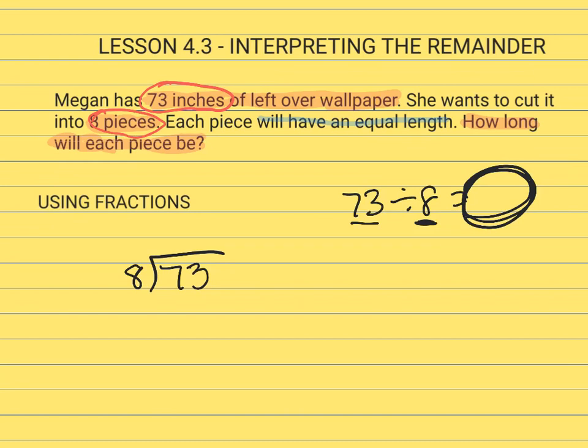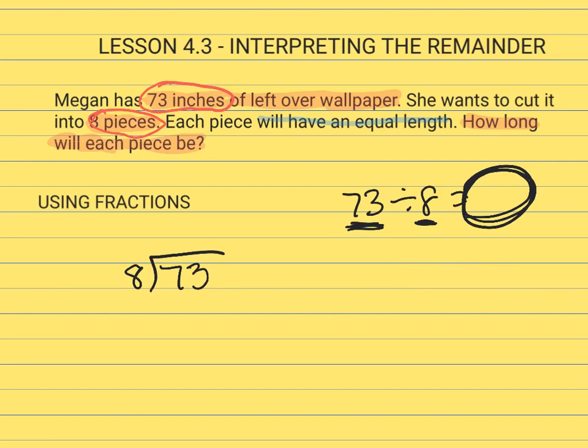If you're still not sure, let's start off with 10. So 10 times 8 gives me 80. Unfortunately, that's too much. We don't have 80 inches, we have 73 inches. So we can't use 10 times 8. Well, let's go down a notch then. 9 times 8 gives us 72. Perfect. That's less than 73, so we know we can use 9 times 8.